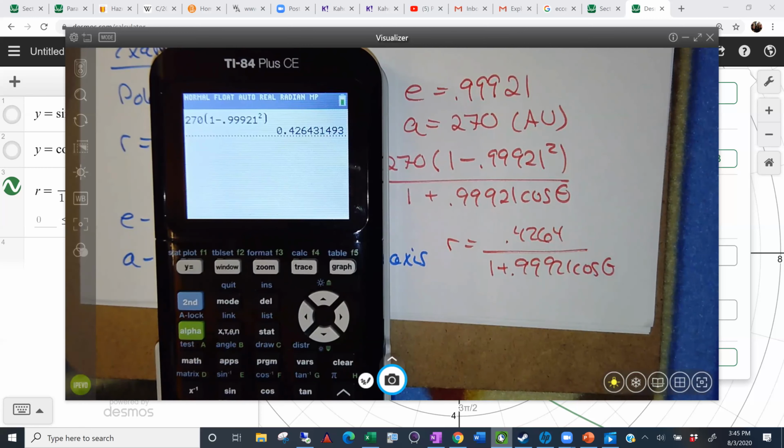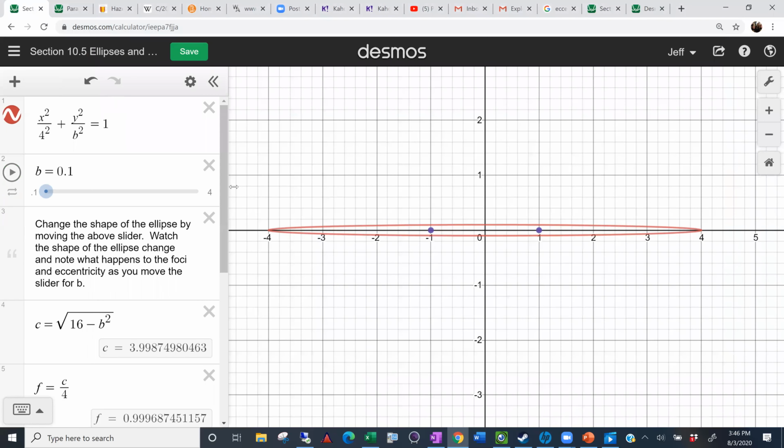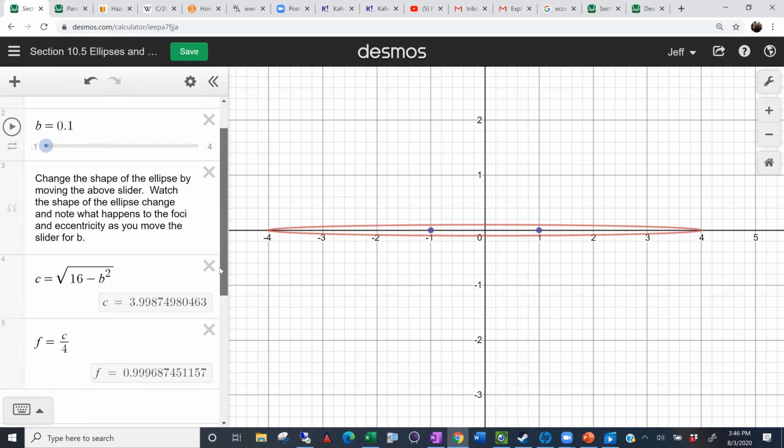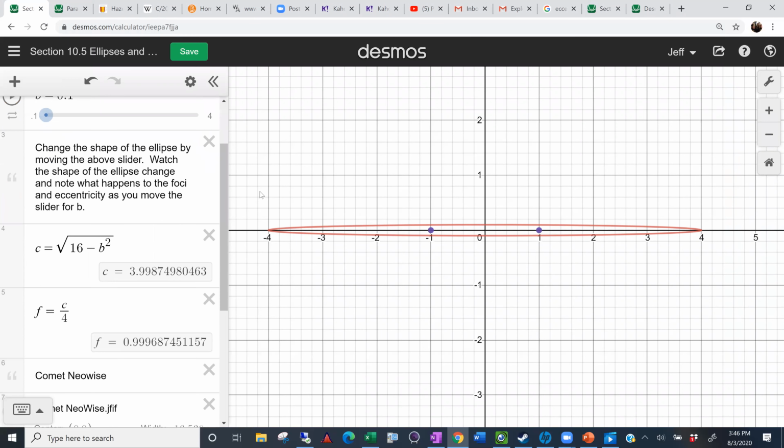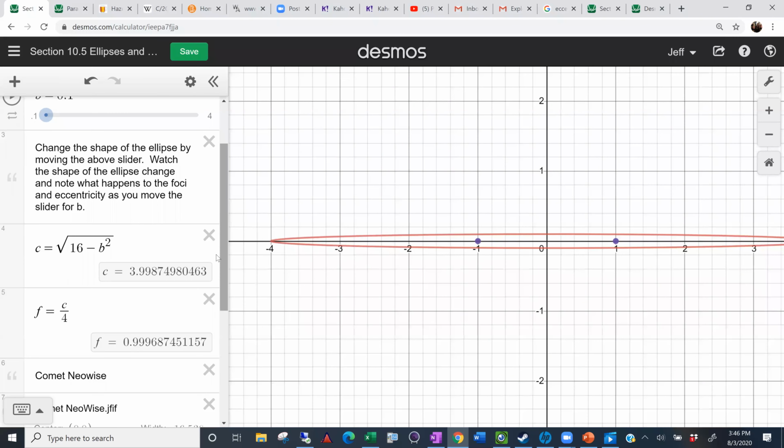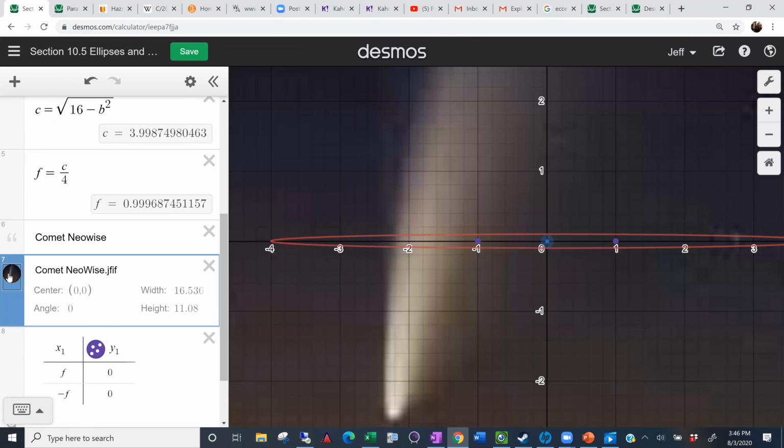And I think there's one problem like this at the end of your homework, and I hope this makes it easy. Any questions on that one? Let's see. Yeah, so there's your highly eccentric orbit right there, and I believe there you go. There's Comet NEOWISE itself. All right, here's a good place to stop.